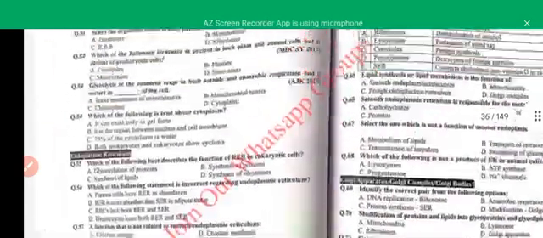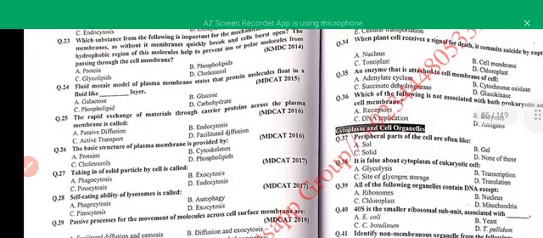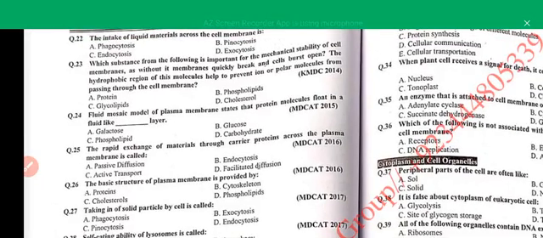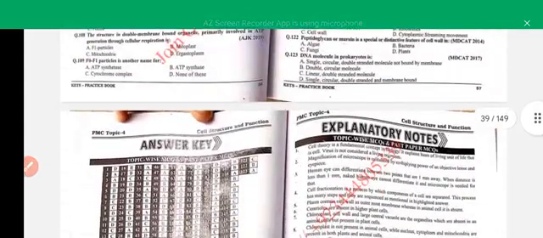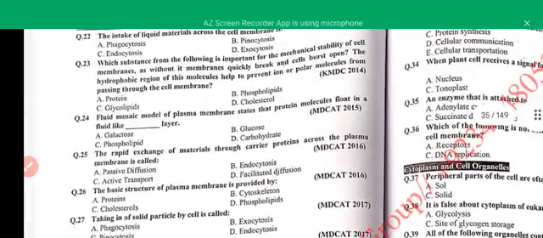Cholesterol and phospholipid: which is important for the mechanical stability of the cell membrane, as without it the membrane quickly breaks up, and whose hydrophobic region helps prevent ions or polar molecules from passing through? The correct option is phospholipid. The phospholipid is the main component of the cell membrane, and it also helps lipid-soluble molecules pass through. The correct option, 23rd, will be B, not cholesterol. The correct option is phospholipid.